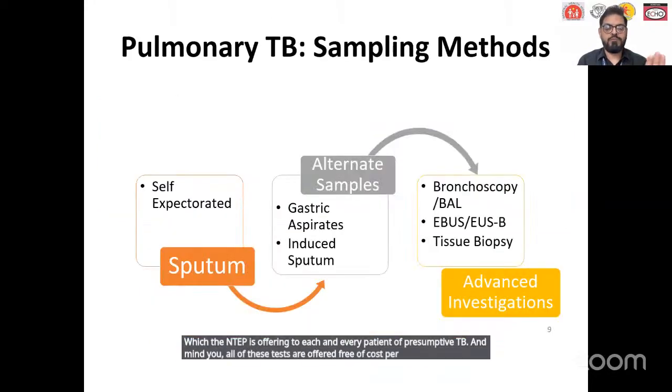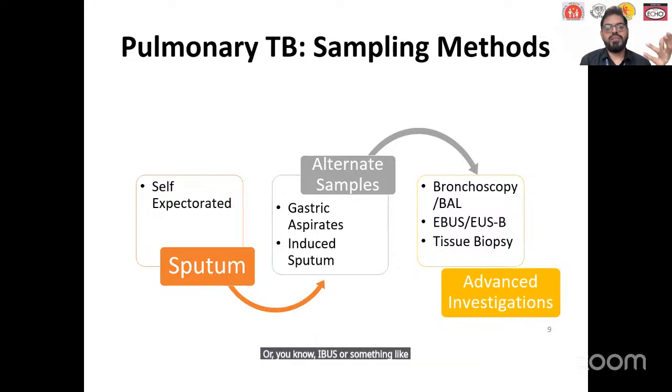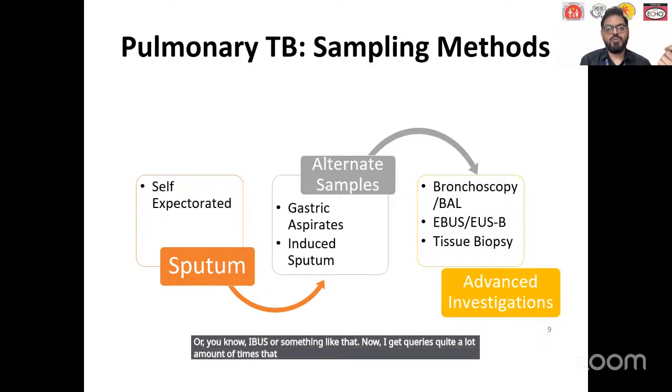The patient does not have to pay any of the cost for all these tests. Samplings we have discussed. I would just want to highlight here the third part. If you see, there are certain words written as bronchoscopy or EBUS or something like that. Now I get queries quite a lot of times: we did a gastric aspirate, it has come out to be negative. Should we do a bronchoscopy?